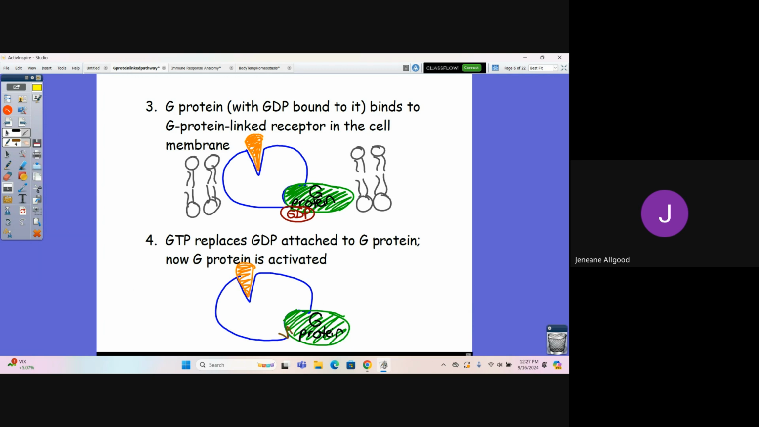So we said GTP is going to come along and kick GDP out. And so we're going to say that this is GTP there now. And then the way we're going to show that the G protein is now activated is by drawing, like if you have a yellow highlighter, I would use that to kind of draw a ring around this. And that's going to show that your G protein is now active. I'm going to draw in a couple phospholipids just to remind you that this is all still happening in the cell membrane.